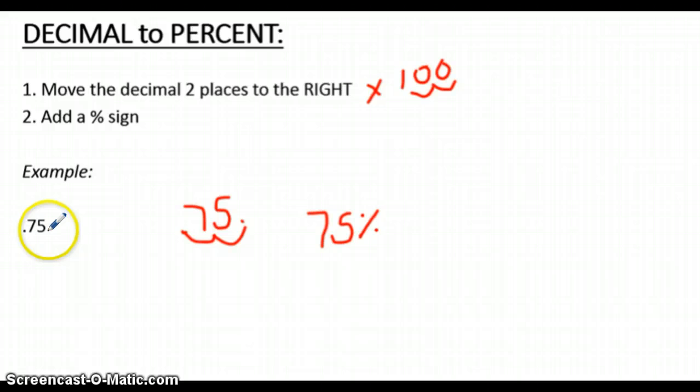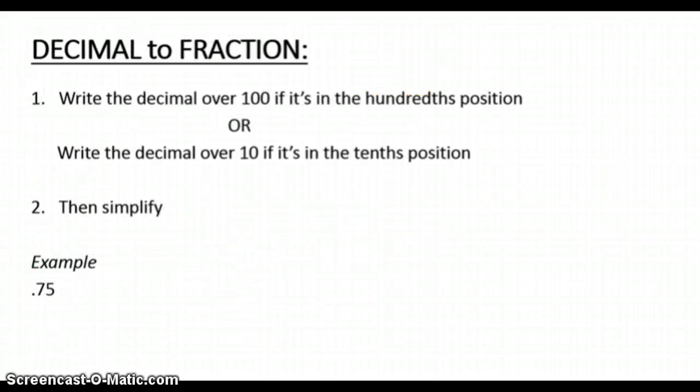Let's see if this makes sense. 0.75 is really pronounced 75 hundredths, or 75 over 100. We know this is 75 per 100, or 75%. 75%, 75 per 100, and 0.75 all match up. They're all equivalent. Moving on from decimal to fraction. The first thing that we want to do is write the decimal over 100 if it's in the hundredth position.